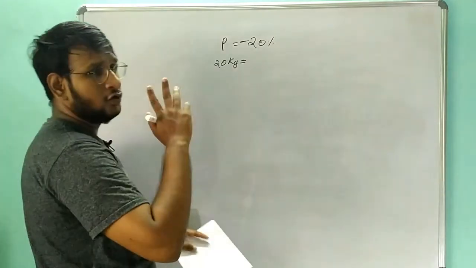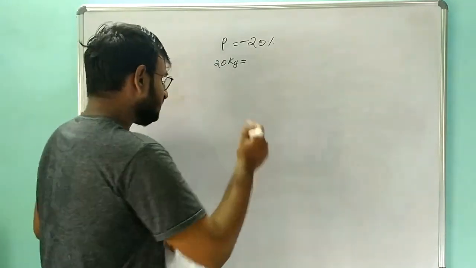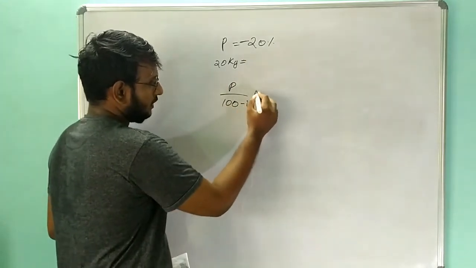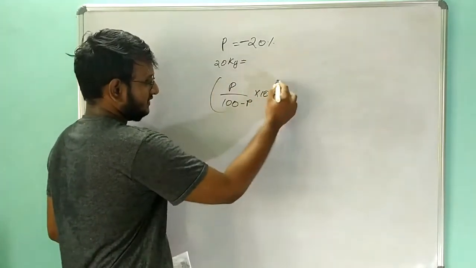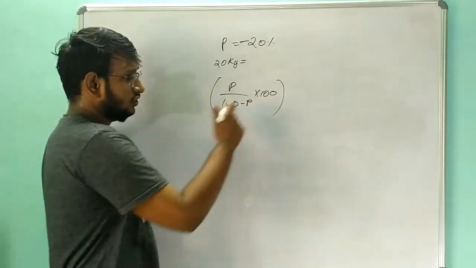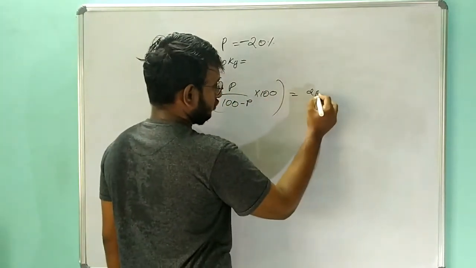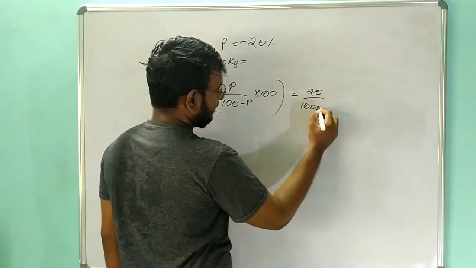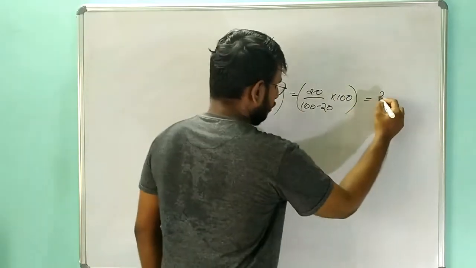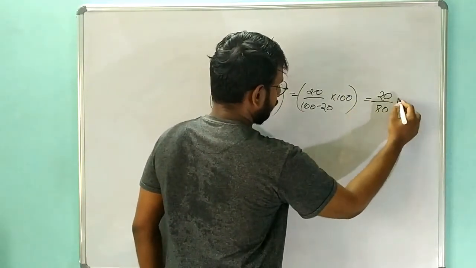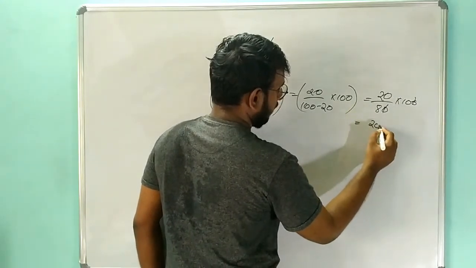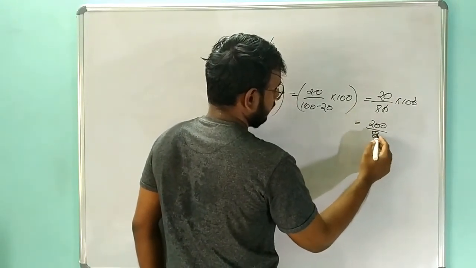So again we are using the same formula, that is P divided by 100 minus P into 100. Since it is a reduction in price, we are using minus. So we have 20%. So 20 divided by 100 minus 20 into 100. So we will have 20 divided by 80 into 100. I will cancel the zeros, so I will have 200 divided by 8.